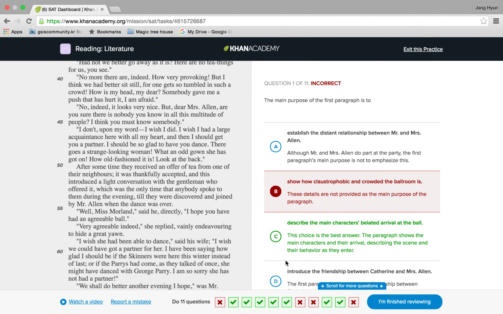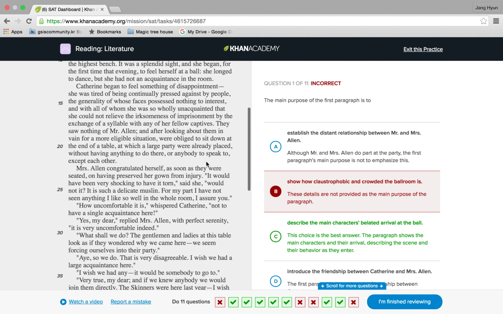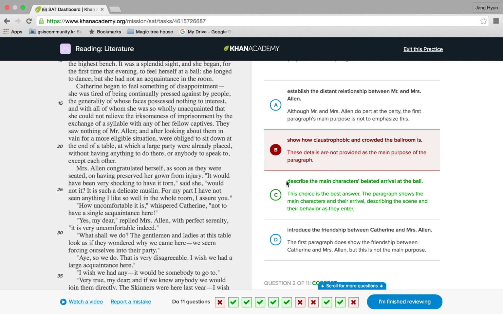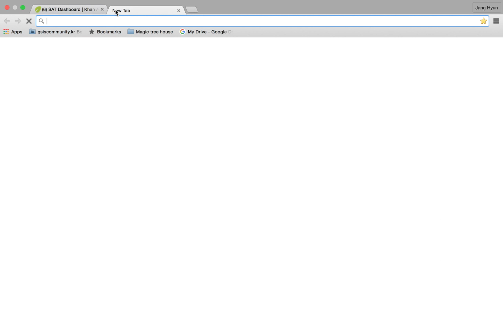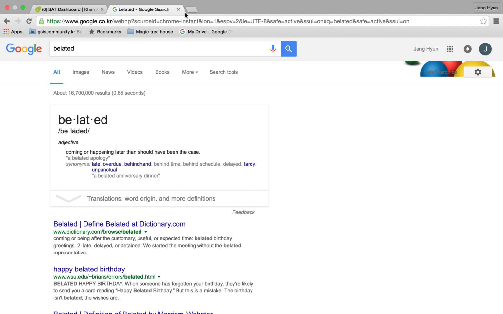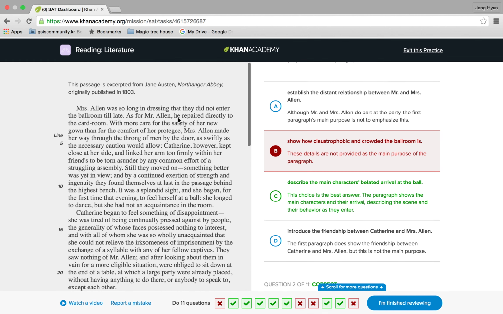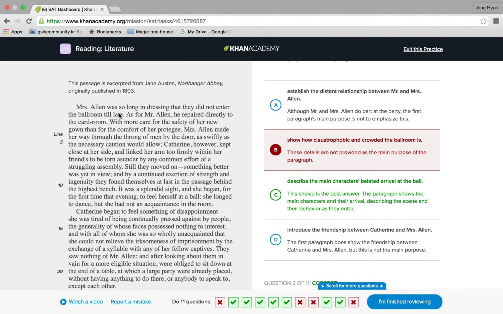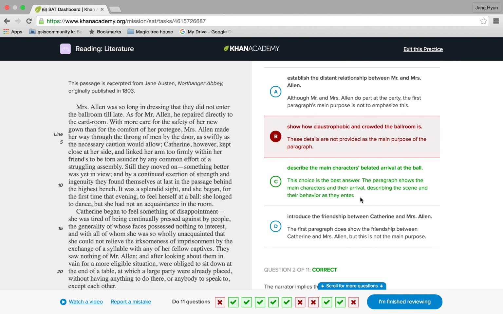It's not show how claustrophobic and crowded the ballroom is. These details are not provided as the main purpose of the paragraph. And what is? Describe the main character's belated arrival at the ball. Wait, what's belated again? Coming or happening later than should have been the case. Yeah, she did come later, like, till late. They did not enter the ballroom till late. This choice is the best answer. The paragraph shows the main characters and their arrival, describing the scene and their behavior as they enter.